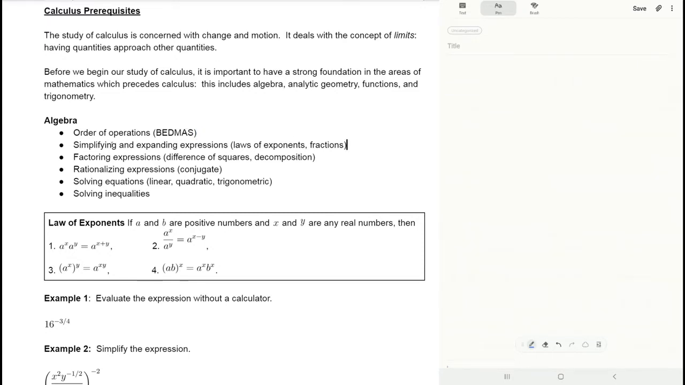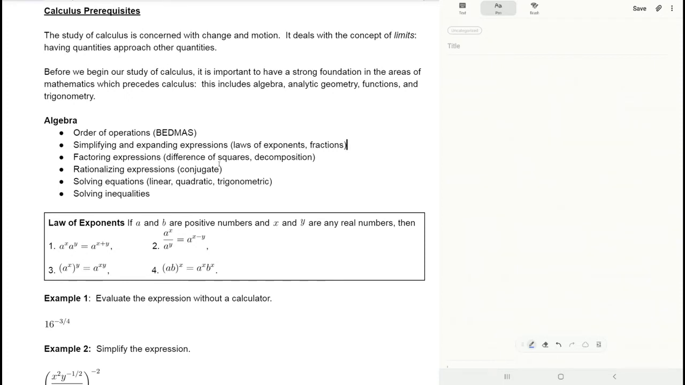We'll also want to know how to simplify and expand expressions. This may involve using the law of exponents, and we'll be focused on simplifying fractions. We want to be able to factor certain expressions, in particular polynomials. So we want to recognize when we have a difference of squares, and a certain method for factoring that I personally like to use is decomposition. Now there are other methods that can work as well, and you can use whichever method you're most comfortable with when it comes to factoring.